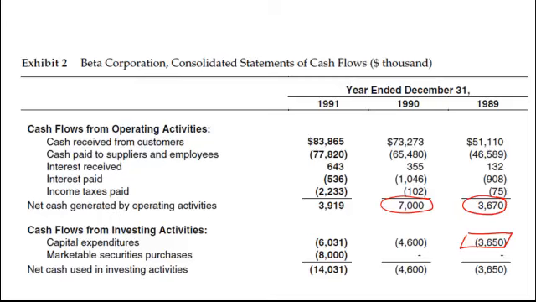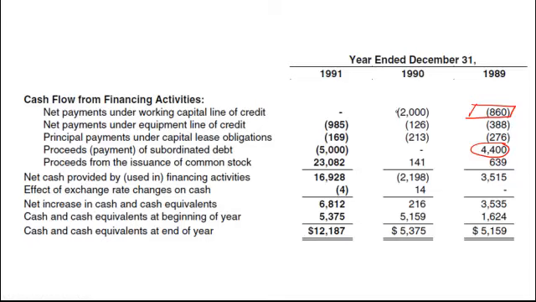The use of cash is both under investing and financing activities. We see that we used 4.6 million for capital expenditures, and we used 2 million to pay back our working capital line of credit. Again, after those two, any other number would be significantly lower than that, and I won't go there. I'm moving to 1991 and to answer the same question.